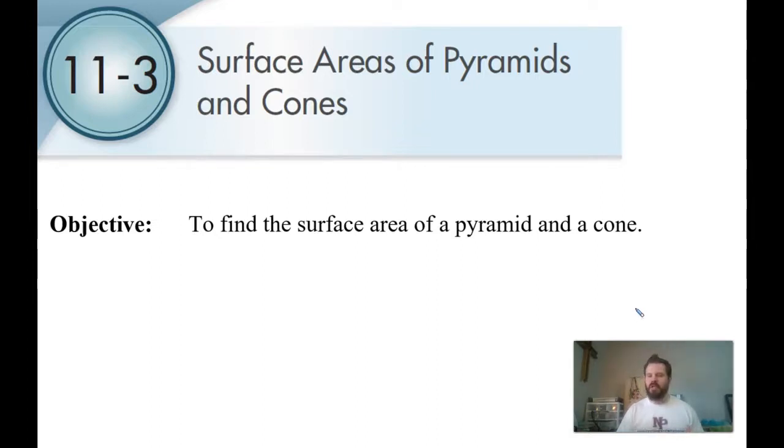Now, hopefully what you see with this is that just like finding the surface area of a prism and cylinder was basically doing the same thing, it's the same idea with a pyramid and a cone. The equations for these are going to be basically the same.